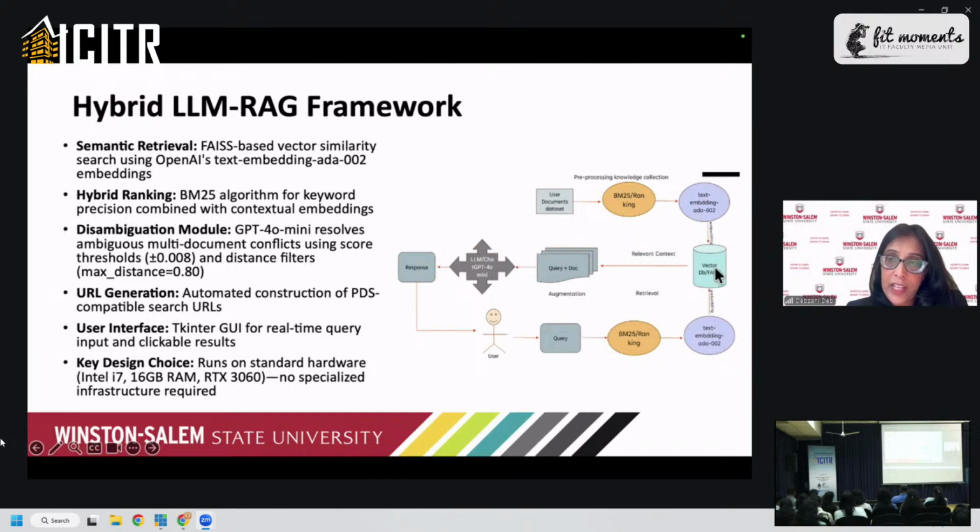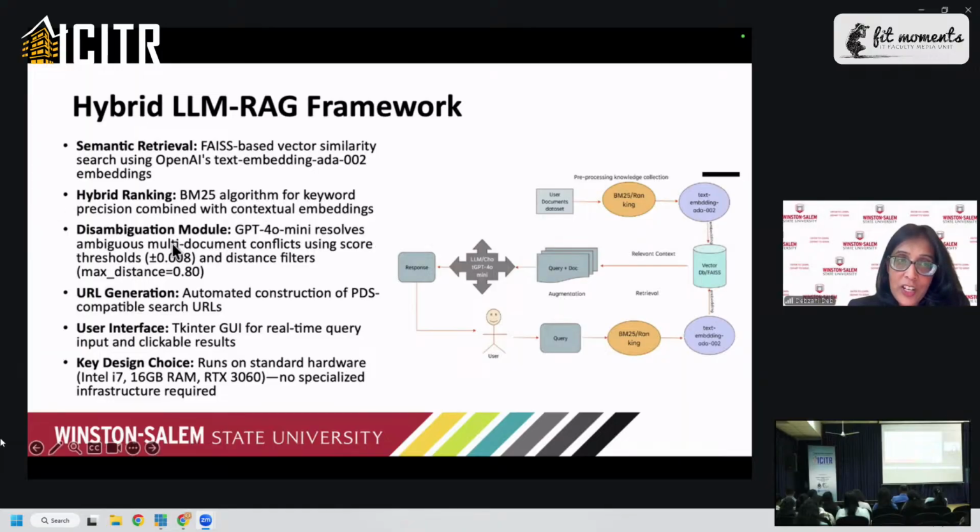And then when the query is presented and matched against those metadata, if there is more than one match, we have a disambiguation module that uses a threshold of 0.80. So if more than 2 or 3 things are matched against the user query, it uses that threshold value to determine which one is the most relevant. And once we figure out what the user is actually looking for, the system generates a clickable URL. You can click that URL and it will take you directly to the PDS site showing the image that you are looking for.